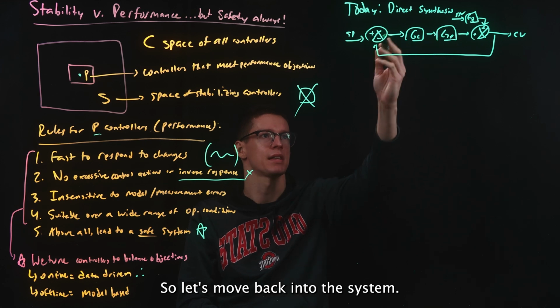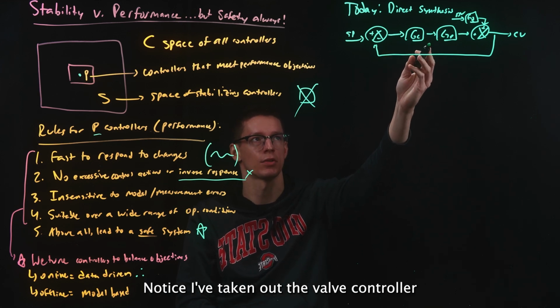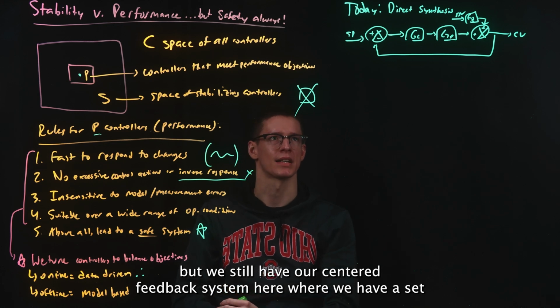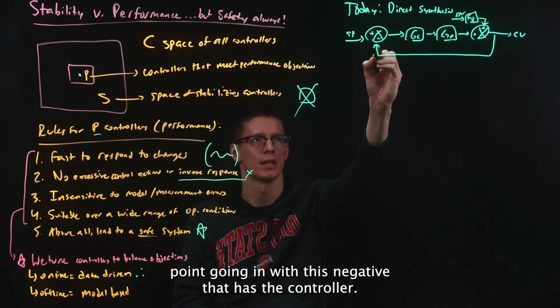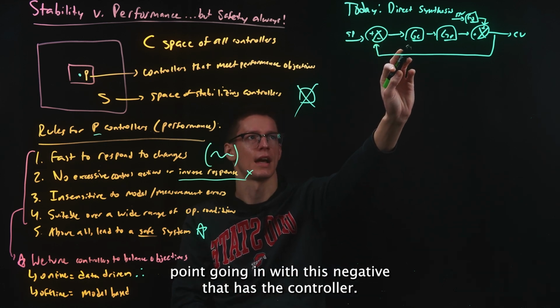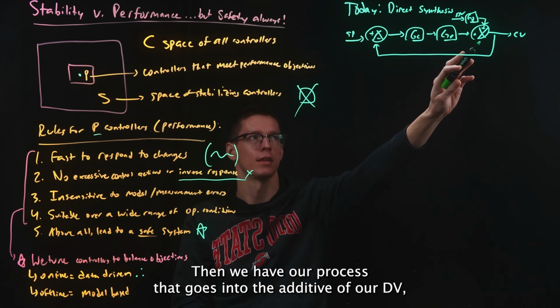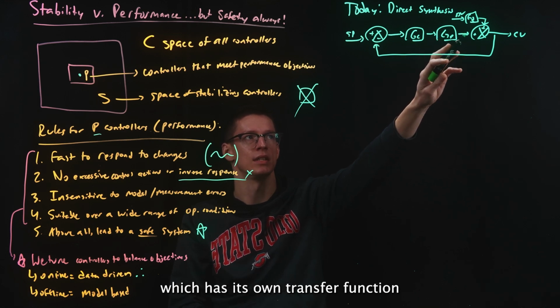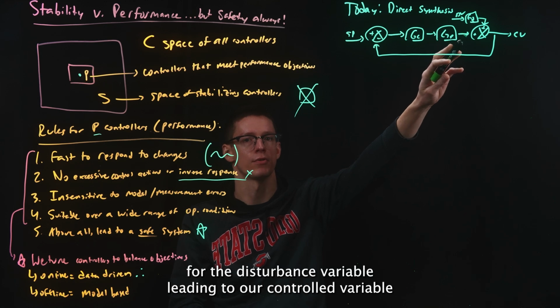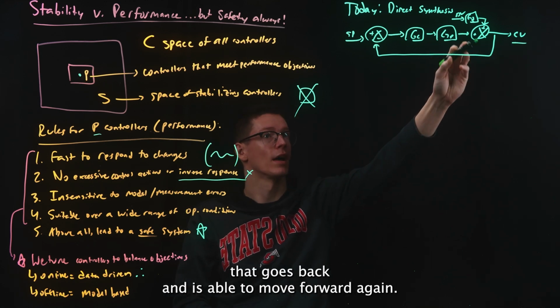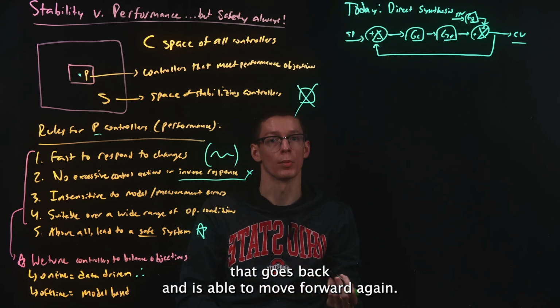So let's move back into this system. Notice I've taken out the valve controller and the sensor controller, but we still have our standard feedback system, where we have our set point going in with this negative that has the controller. Then we have our process that goes into the additive of our DV, which has its own transfer function for the disturbance variable, leading to our controlled variable. That goes back and is able to move forward again.